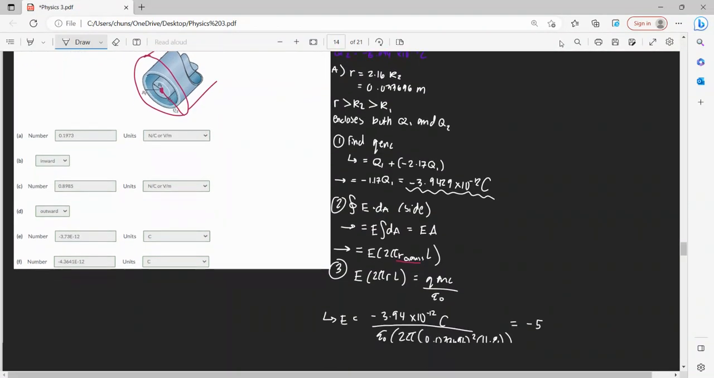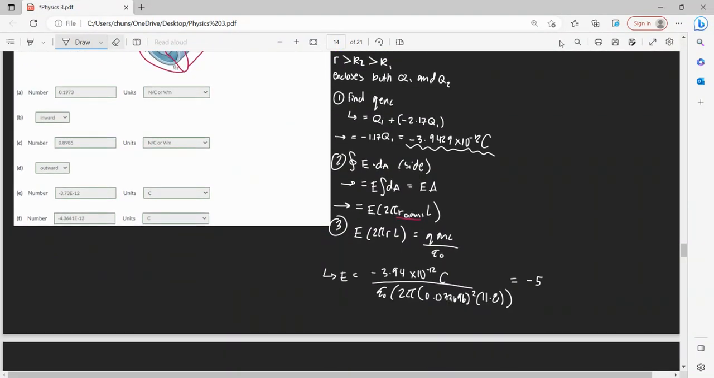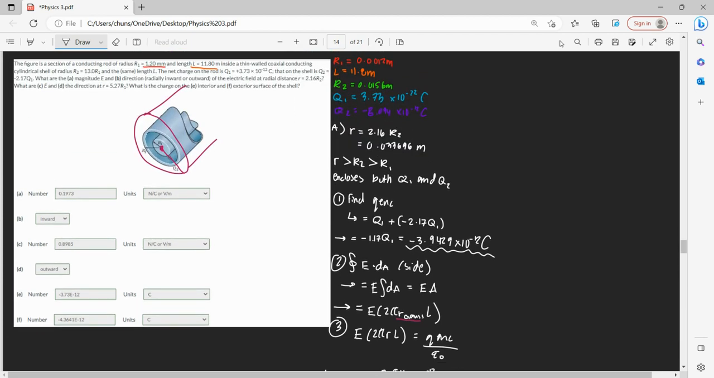Sorry, that was a math error on my part. And sorry, this is just regular radius, there's no squared. It's going to give negative 0.1973. And we are going to answer with our magnitude for A. And then because of our negative direction, that means it's directed inward. Okay, so we're going to do the same thing for part B.